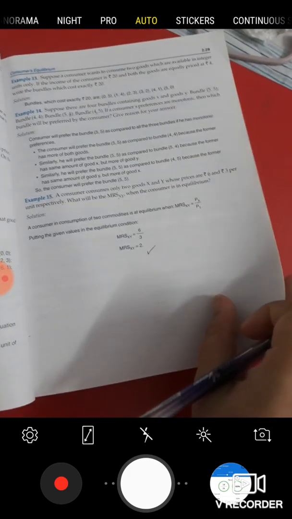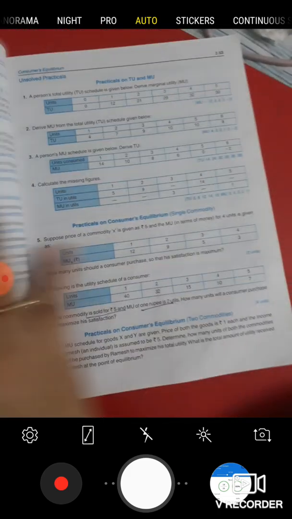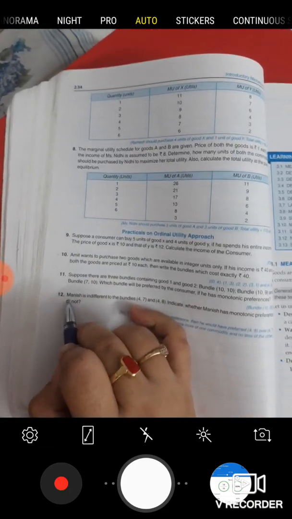So do the numericals, try the unsolved numericals on page number 2.53, based on the ordinal approach, numericals 9, 10, 11 and 12.